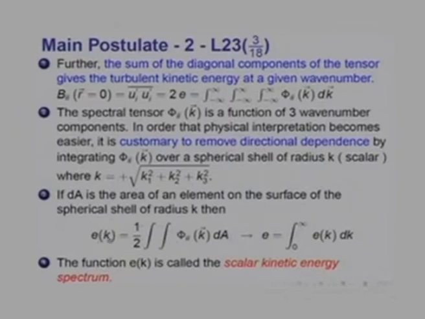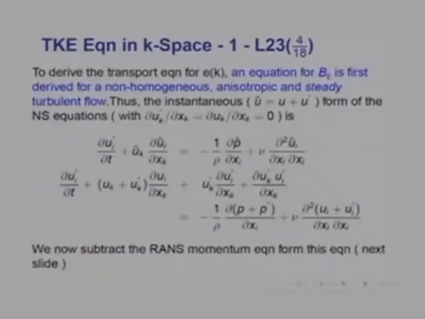Energy at wavelength k is 1/2 the area integral of phi_ii(k) bar dA, and that gives the integral of E(k) dk from 0 to infinity, which is the kinetic energy E. The function E(k) is called the scalar kinetic energy spectrum. To derive the transport equation for E(k), an equation for B_ij(k) is first derived for a non-homogeneous, anisotropic and steady turbulent flow.